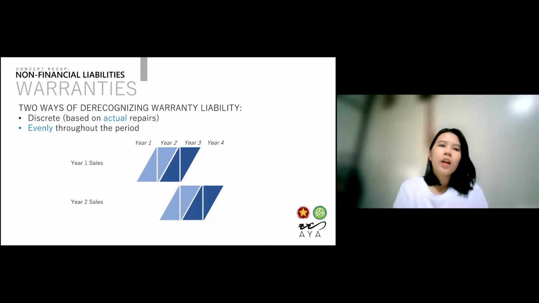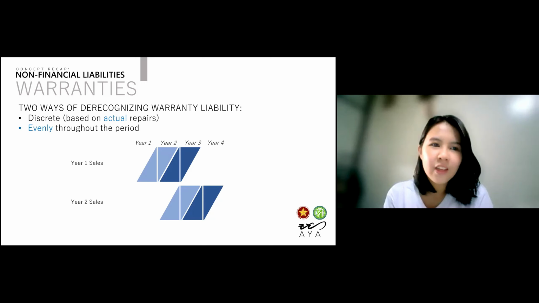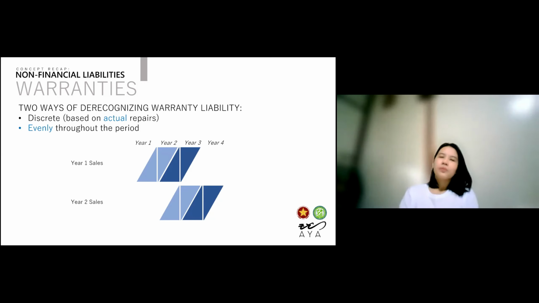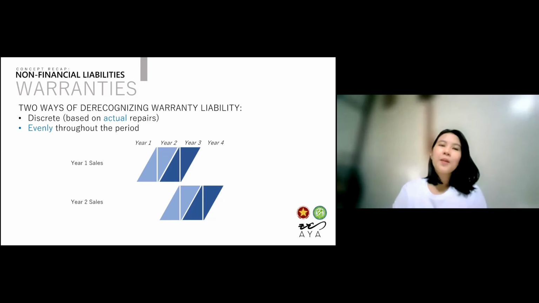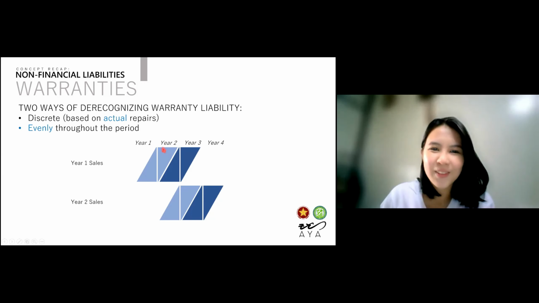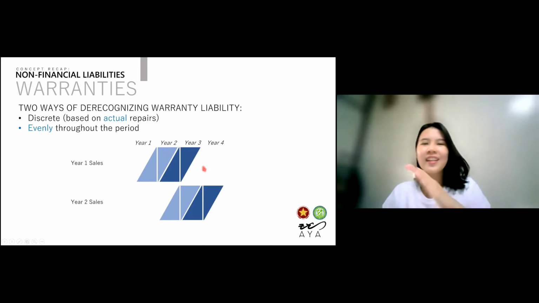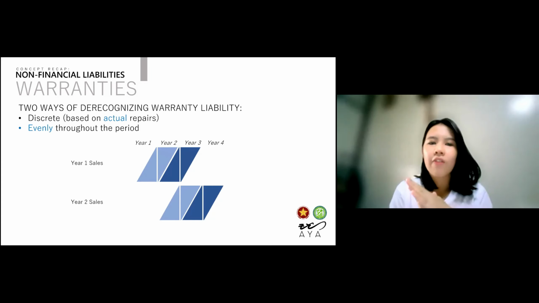Whereas, for problems na nagsasabi na evenly throughout the period siya na-incur, ang method na ginagamit natin usually dito is the box method, as you can see in your screens. So, dapat box yan actually. So, eto, isang box, another box. So, I use triangles kasi to show that it is half. It is half of the box.